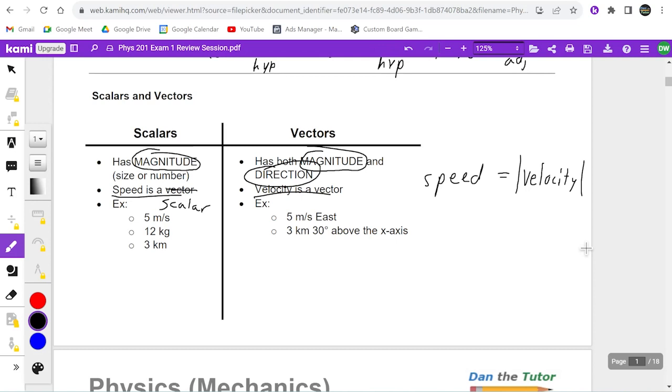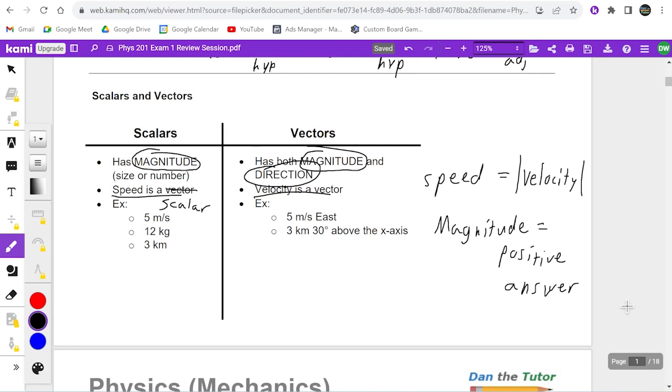Also, whenever the question says magnitude, like they want the magnitude of the velocity, that means they don't want the direction. So if you get a negative answer, that means the negative direction. Just make it positive. So magnitude means make it positive. Magnitude equals positive answer. Okay. Any questions with that?